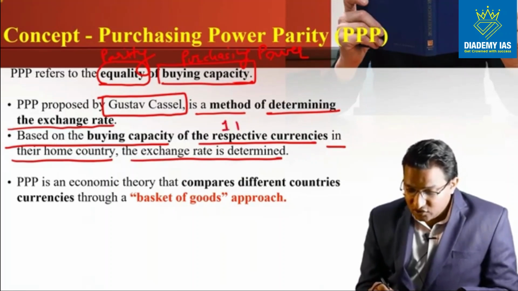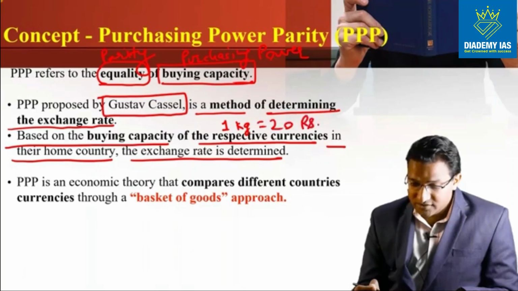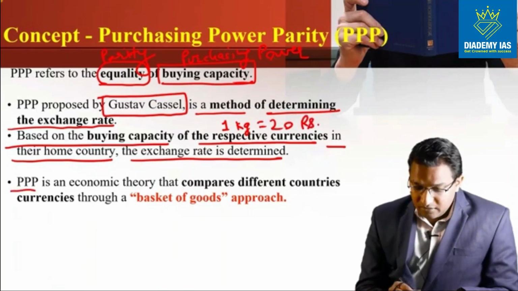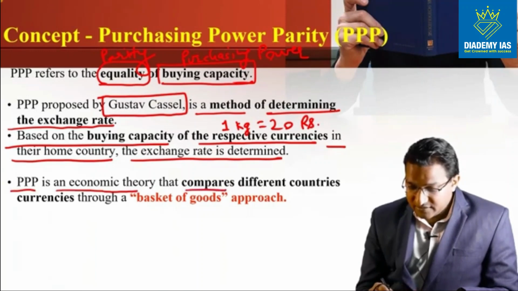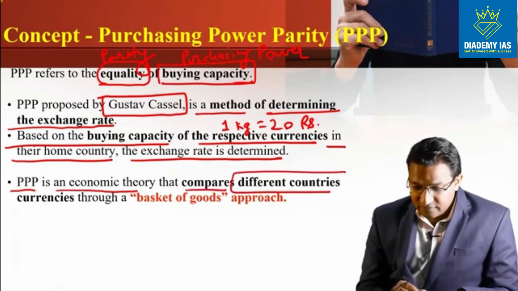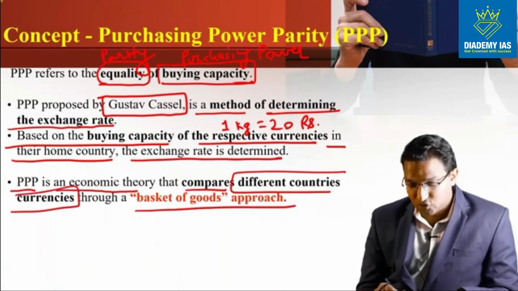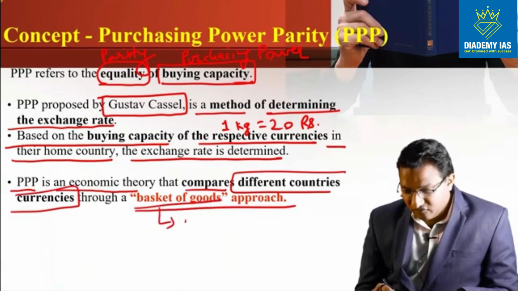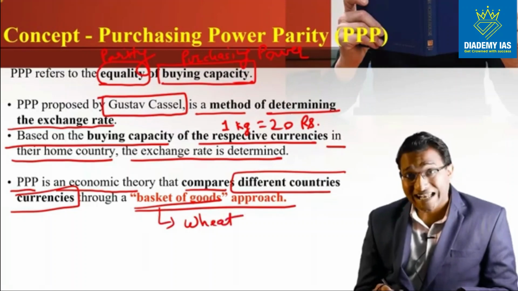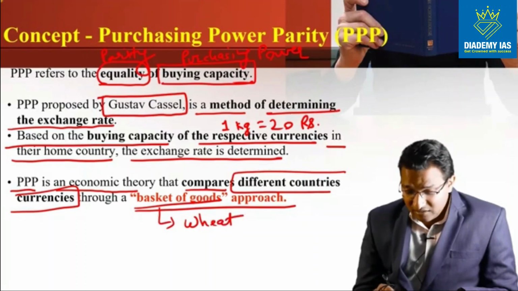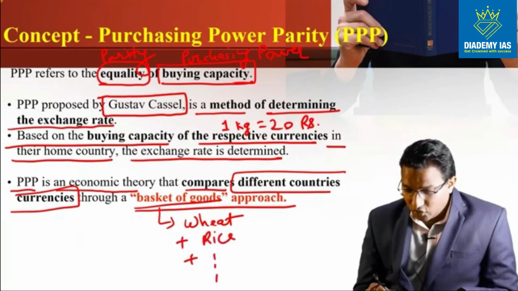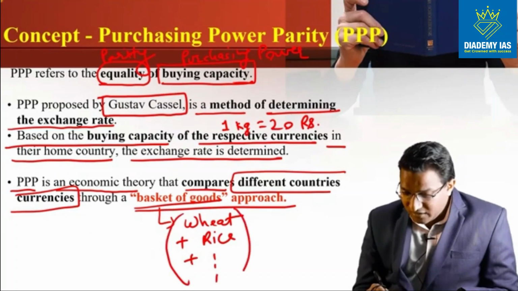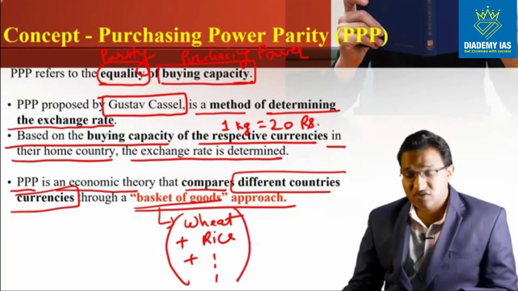So 1 kg of wheat can be purchased in just 20 rupees. PPP is an economic theory that compares different countries' currencies through a basket of goods approach, right? So in our example, we took the example of wheat only, but definitely wheat is not a single item in the country. There are many items, so we can include wheat, we can include rice, and so on. So we actually compare the basket of goods, not just one good.